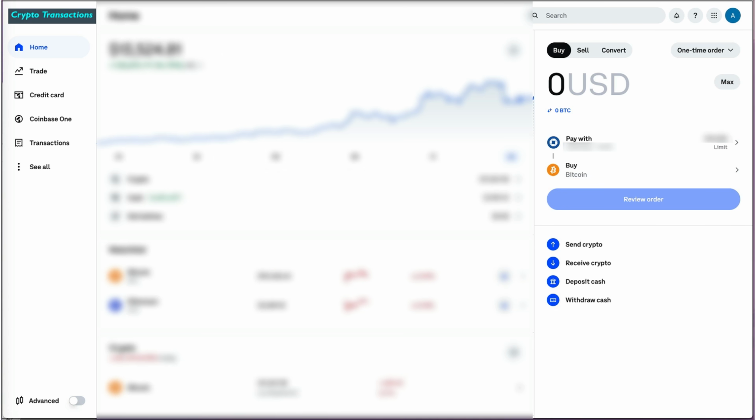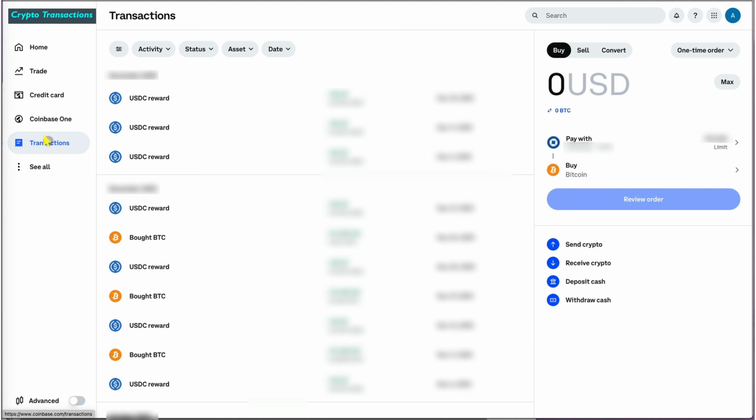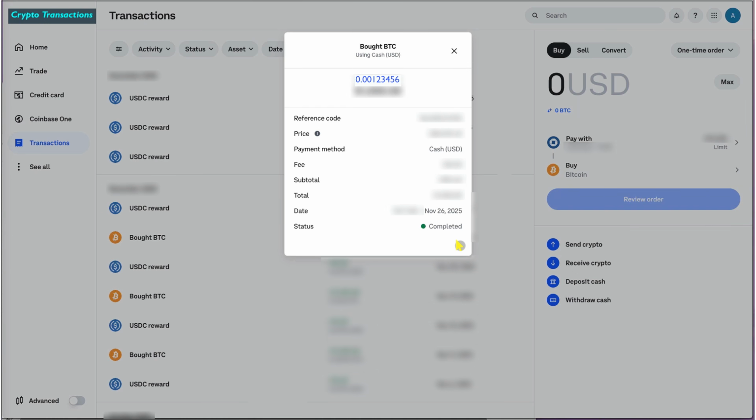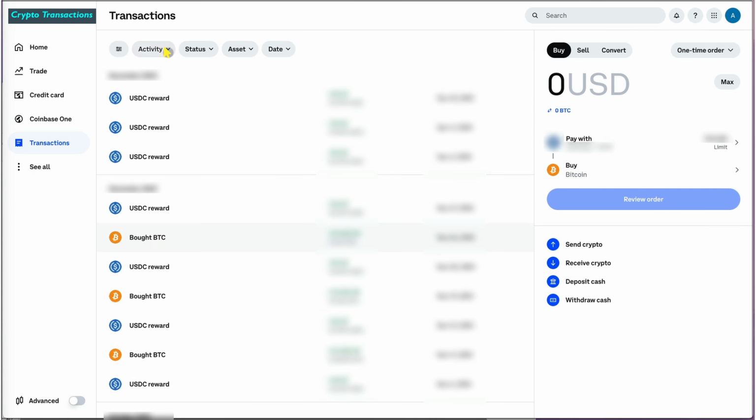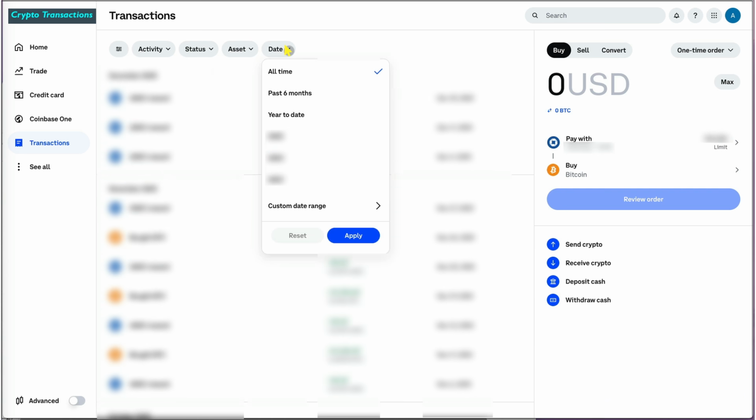If you are buying and selling crypto over time, you may want to review all your activity under the transactions options on the left. Here you can see any rewards you received, all purchases and sales, along with the amounts and dates. If you click on an individual transaction, you can view more details, such as the price at which it was bought or sold, the quantity, and any fees paid. If you have many transactions, use the filter at the top to sort by activity type, status, assets, or date.